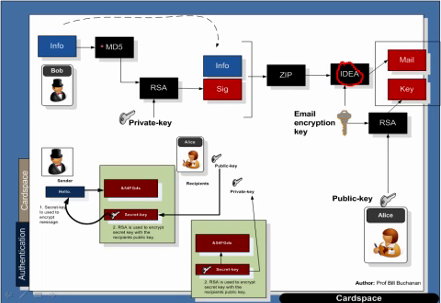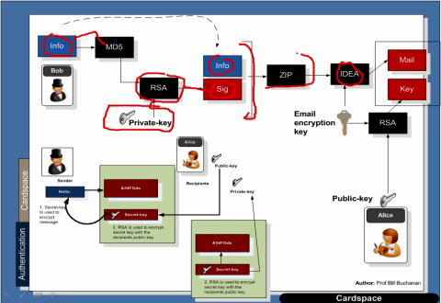So here we see the information to send. There is a hash taken off it. Then Bob's private key is used to encrypt that hash, so we get a signature plus the original email. This is then zipped up to compress it. Then a session key is created. A random key is created and is then used to encrypt the zip.